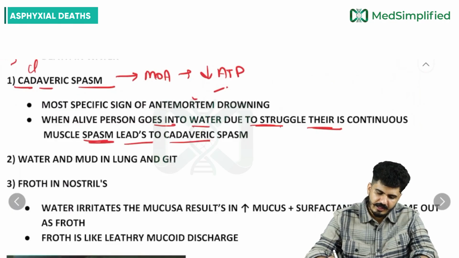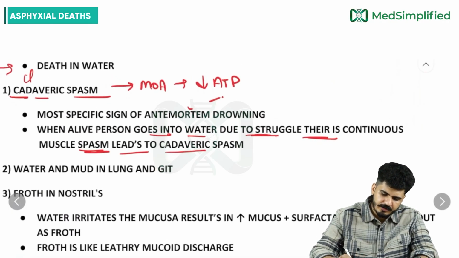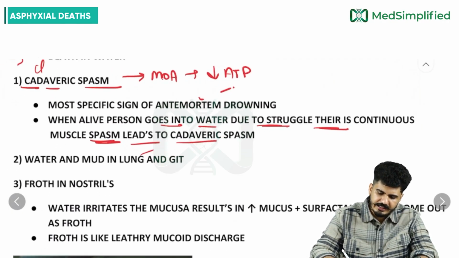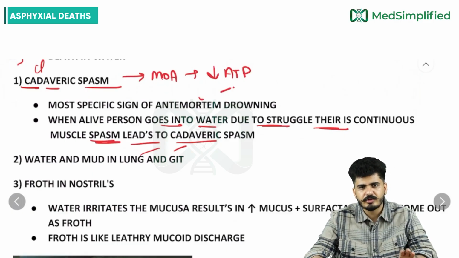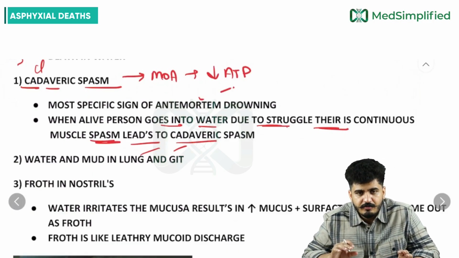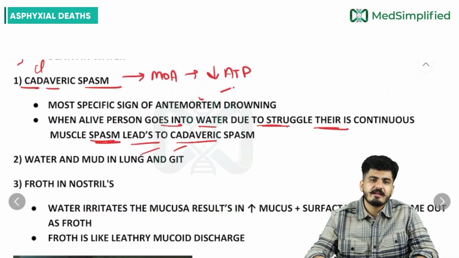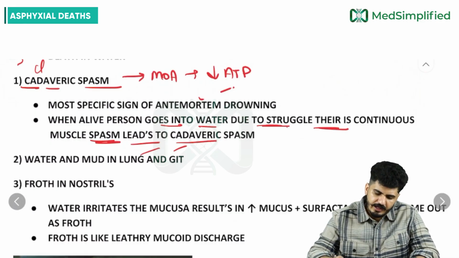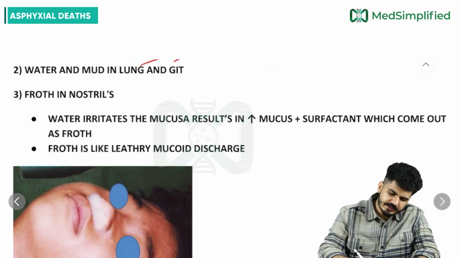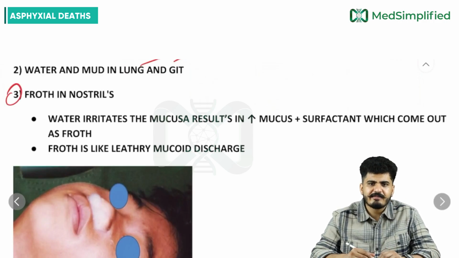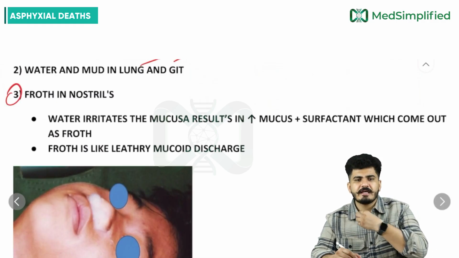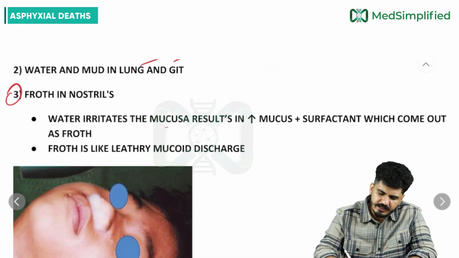Another thing is the water and the mud you will see in the lung and the GIT. In both you will see the water, and along with the water you will see the mud particles which are going inside. Now, sir, when the water is going inside, the water will be irritating the airways. The water irritates the mucosa.